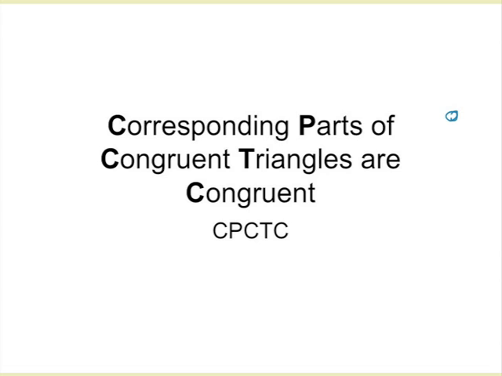So CPCTC stands for corresponding parts of congruent triangles are congruent. A lot of big words in there. Basically what we're going to be looking at in this whole chapter, or unit of lessons, is two triangles that are exactly the same in every way. So that means that they are congruent. And if two triangles are exactly the same in every way, that means I should be able to find some matching parts and say this angle should be exactly the same as an angle in the other triangle because the triangles are exactly the same. So what CPCTC means is that if two triangles are exactly the same, I should be able to then find all the parts and pieces to match up from one triangle to the other one.